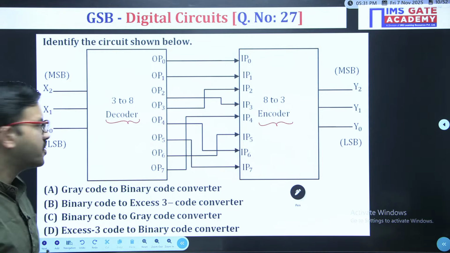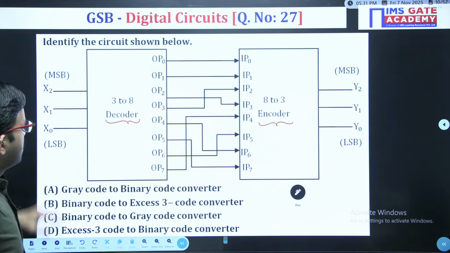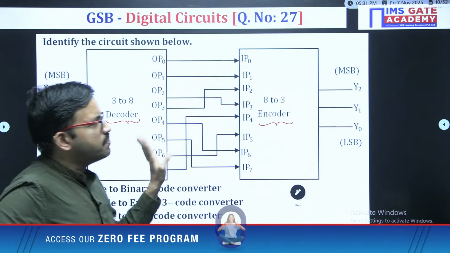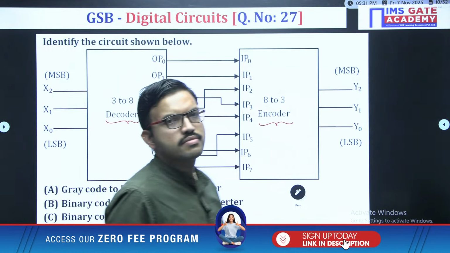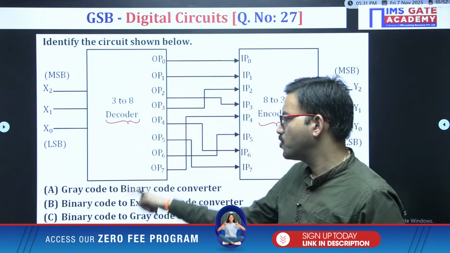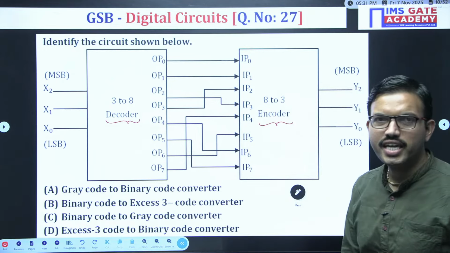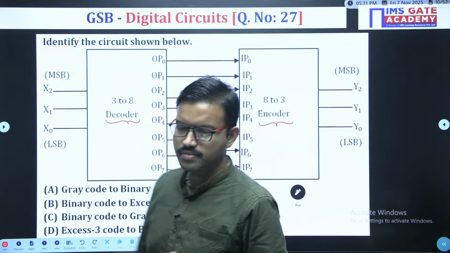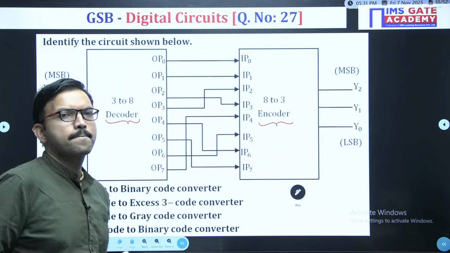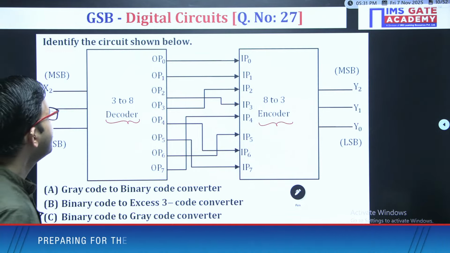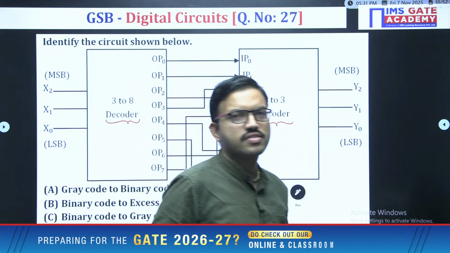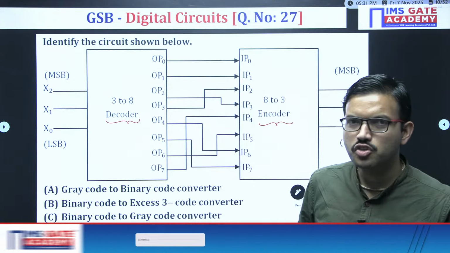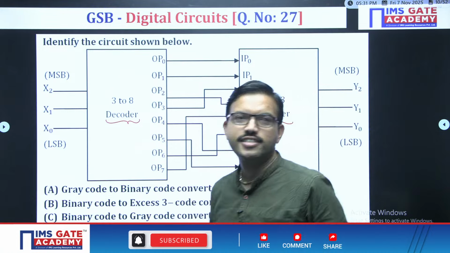Just by observing the circuit, straight away you can eliminate 2 wrong choices. Among these 4 choices, which 2 choices can we eliminate? Any guess? Without using pen and paper, just by looking at the circuit, you can eliminate 2 wrong choices. Even if you are able to eliminate 2 wrong choices, that means you are on track.